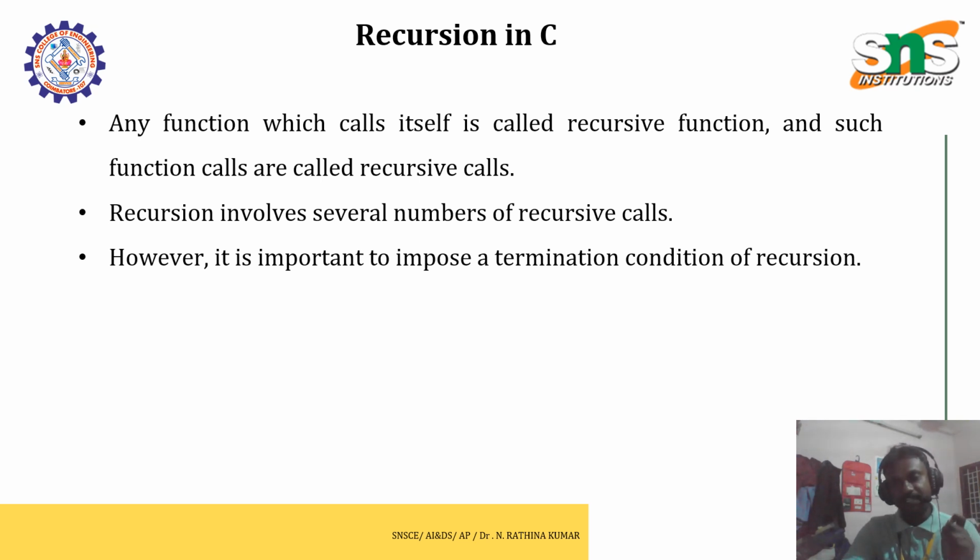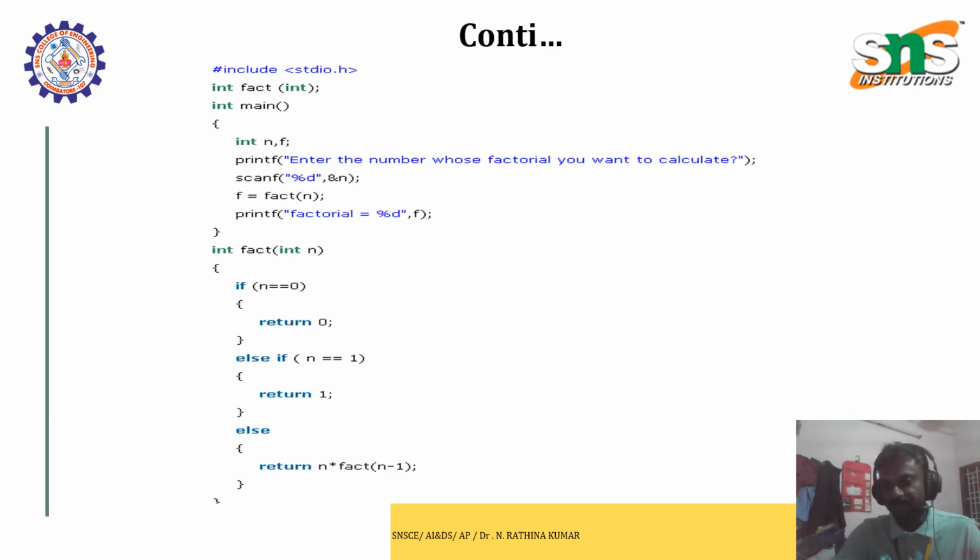Whatever it may be in the C program, it has some unique features. Similarly, recursion has some unique features. The second important point is a function that calls itself directly or indirectly is called a recursive function, and such calls are called recursive calls in C language. Before we see this program, let us recollect some of the important points related to recursion. Then I will explain this program in detail. This is a very simple program, factorial of the given number.